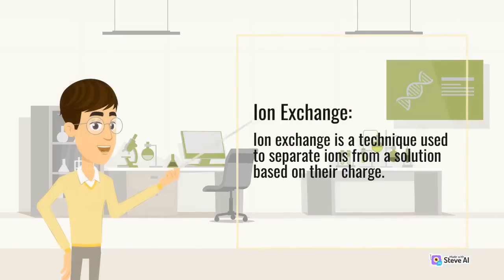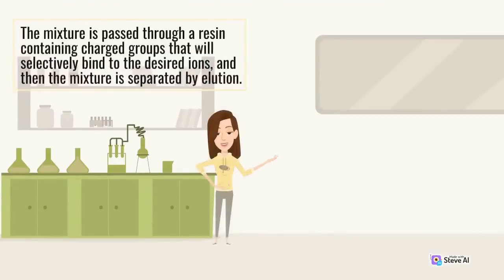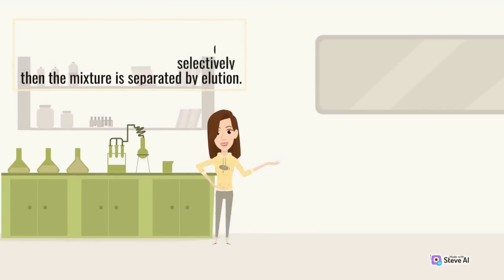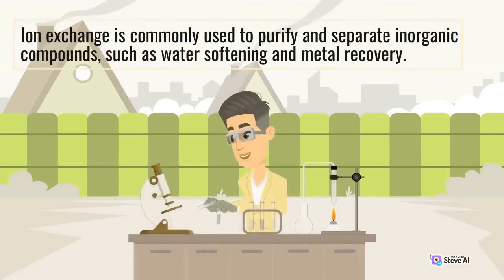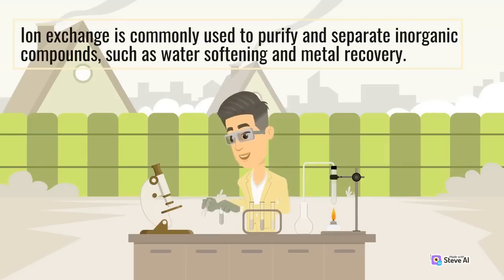Ion exchange. Ion exchange is a technique used to separate ions from a solution based on their charge. The mixture is passed through a resin containing charge groups that will selectively bind to the desired ions, and then the mixture is separated by elution. Ion exchange is commonly used to purify and separate inorganic compounds, such as water softening and metal recovery.